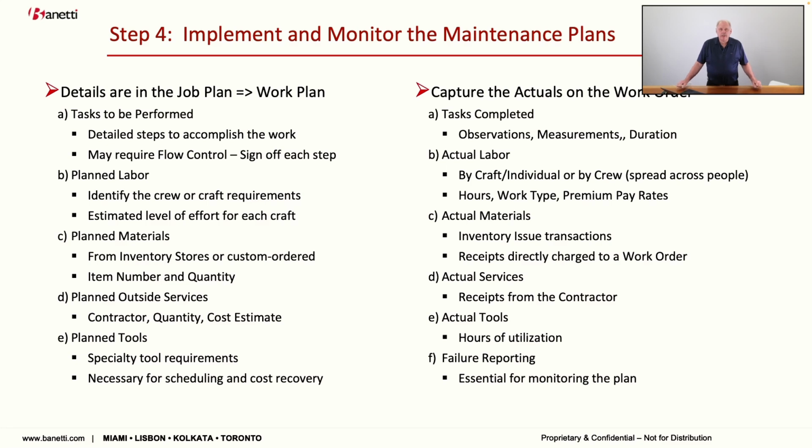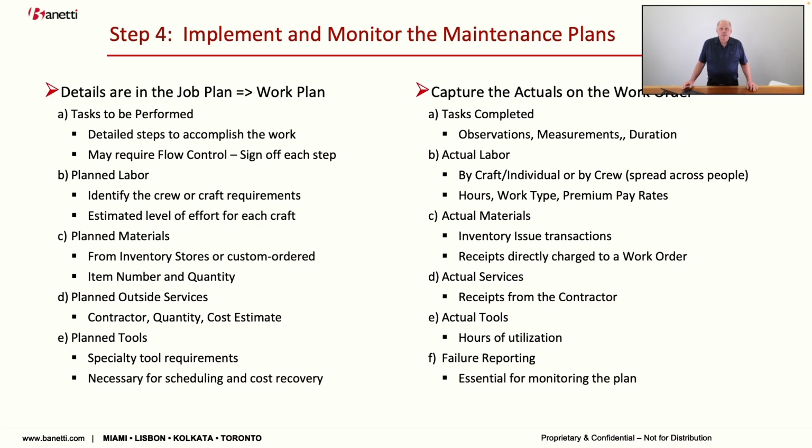What's in a job plan? Start with the tasks, detailed step-by-step of what work needs to be done. Sometimes those tasks require what's called flow control. That means that you need to sign off on each individual step and validate that it's completed before you can go on to the next step. So it can get fairly detailed on exactly what needs to be done.